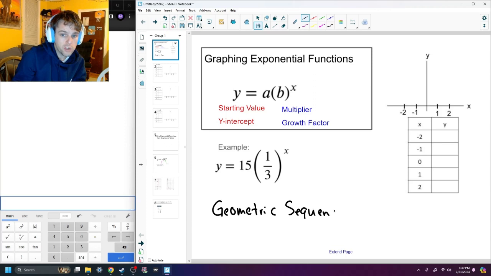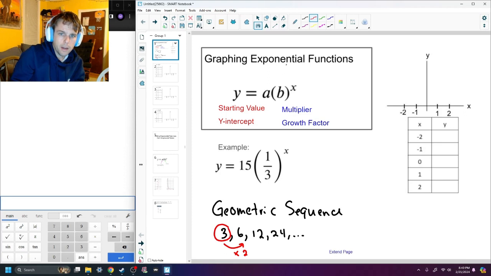So hopefully you remember a geometric sequence is a list of numbers. It's a sequence that follows a constant multiplication pattern. So 3, 6, 12, 24, dot, dot, dot. This is a geometric sequence. Again, remember, a geometric sequence follows constant multiplication. So in this case, we are multiplying by 2. 3 times 2 is 6, 6 times 2 is 12, and so on. And we have a starting value here.